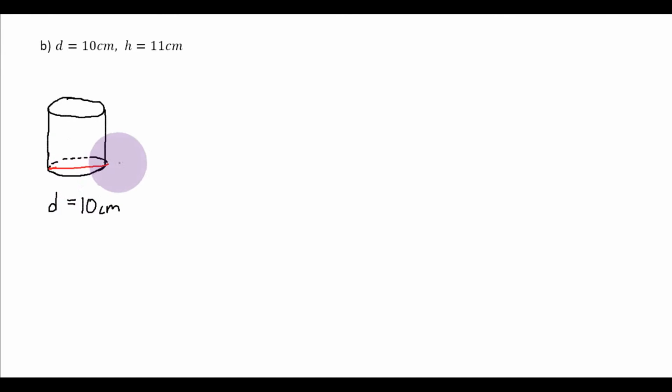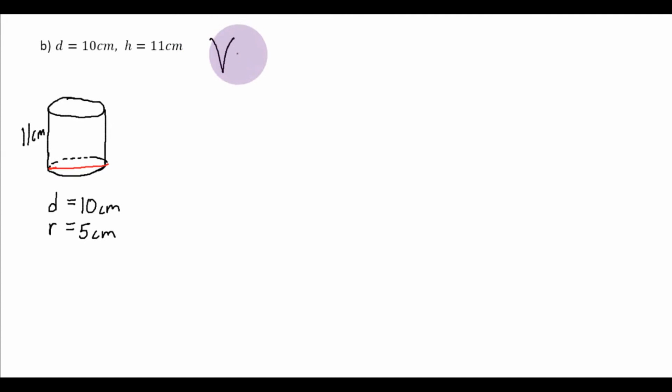But what about the radius? Well, if you remember, the radius is half the size of the diameter. So instead of 10 centimeters, the radius should be 5 centimeters. Cool, so we have this information, but let's look at the height of this cylinder. The height is 11 centimeters, so I'm going to plug 11 centimeters over here to represent the height of this cylinder.